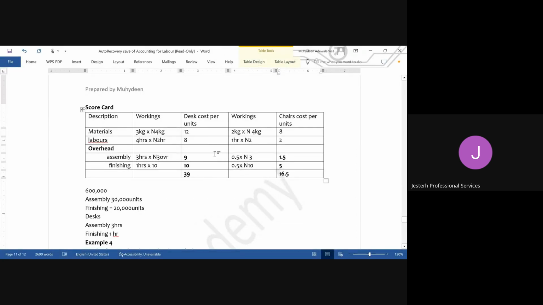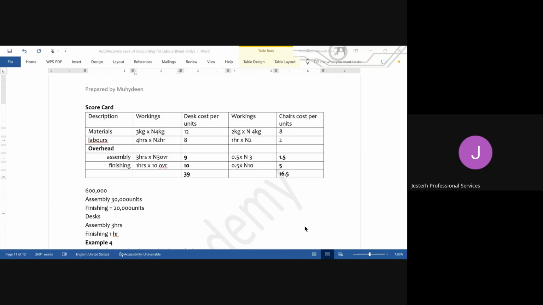The same thing is applicable to the finishing hour, where we have 10 naira per overhead hour. We are spending 1 hour under the desk to produce desks, and we allocated 10 naira to it. So the total hours we want to spend in producing desks is 4 hours: 3 for assembly and 1 for finishing. So 1 hour multiplied by the 10 naira of the overhead is going to give us 10 naira per overhead under this particular one. And the same thing is applicable to our chair. So that is how we are going to split it.